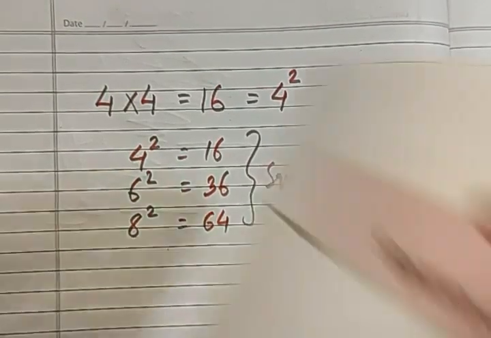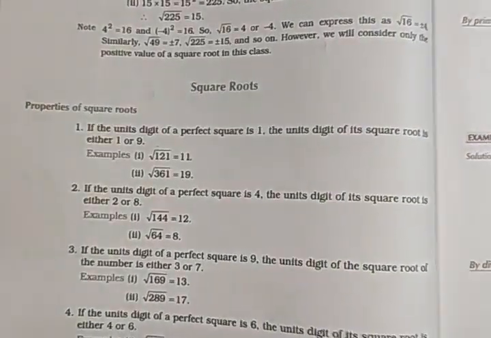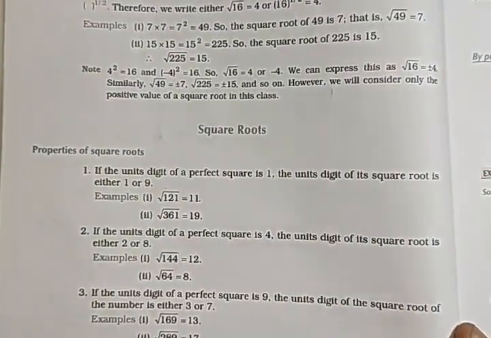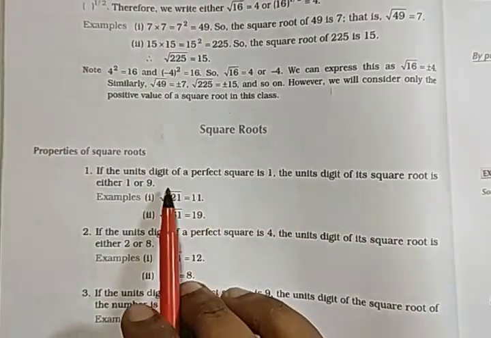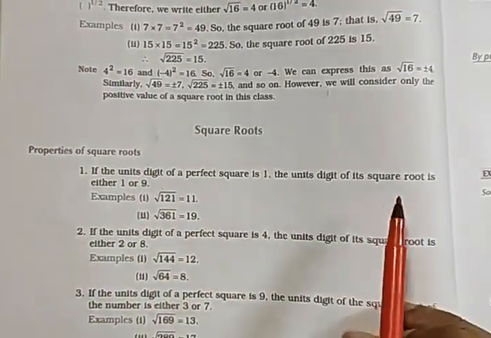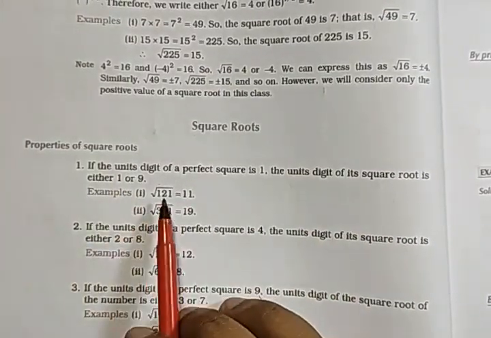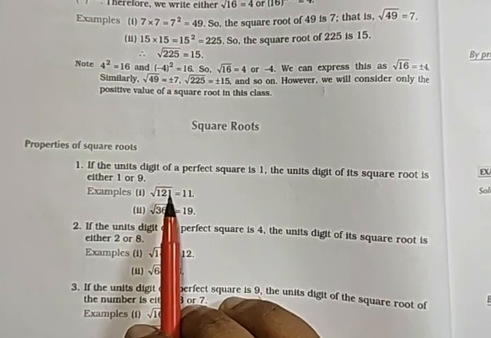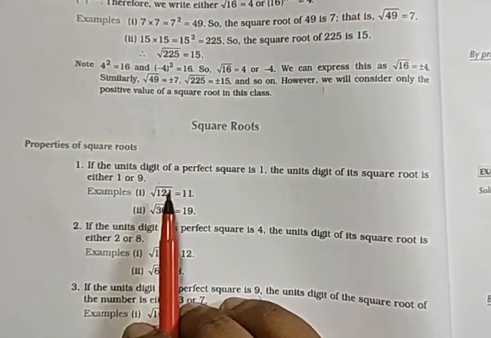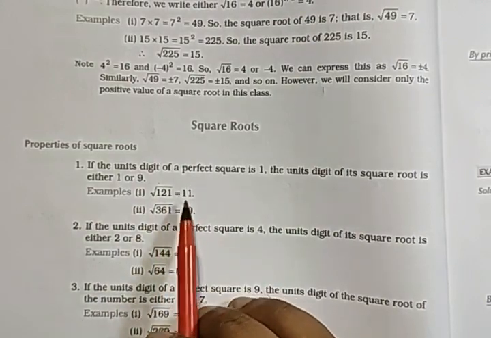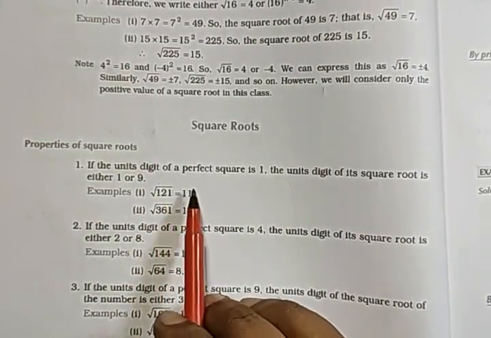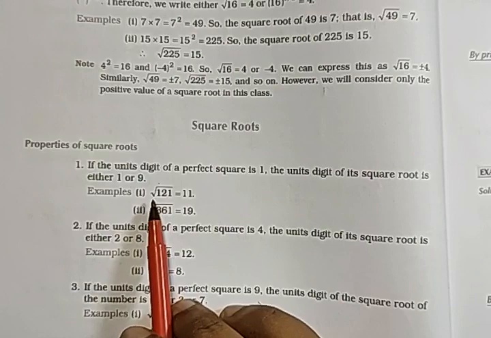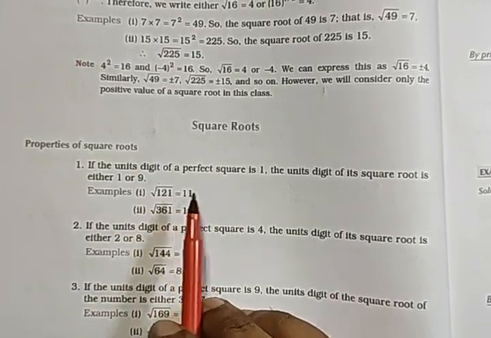Now we will learn how to find the squares and the roots of different numbers. Let us see some of the properties of square roots. The first one says that if the units digit of a perfect square is 1, the units digit of its square root will be either 1 or 9. Like you can see, 1 times 1, it is a perfect square. Now what is a perfect square? A perfect square is a number which has a root without a decimal. That means we get a single natural number value when we find the root, and that kind of number is called a perfect square.